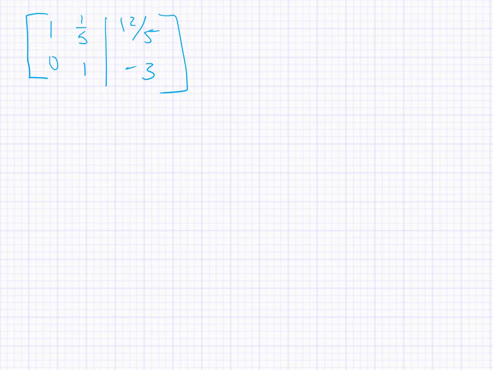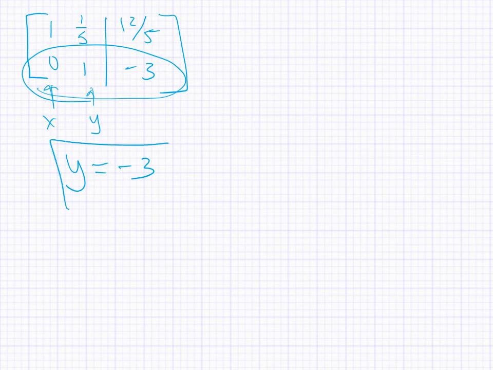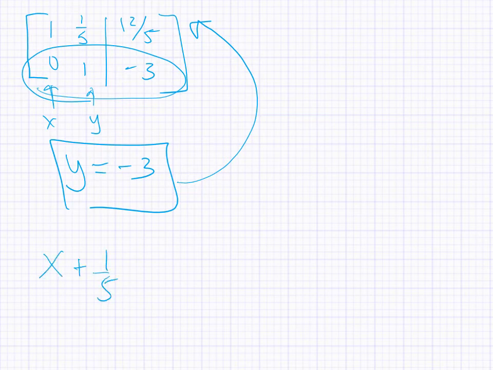So this one here is basically telling me, remember, the first column represented x, the second column represented y. So it's telling me that y equals negative 3. There's one of your solutions. Then what I can do is use that in the original equation, or I can use it in the first line, which is basically telling me that x plus 1/5 y equals 12/5.